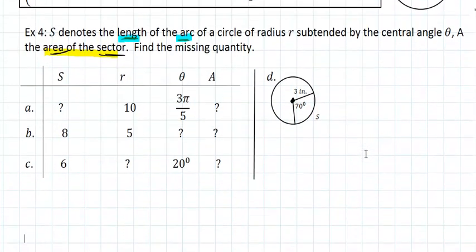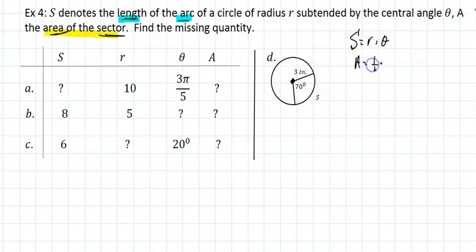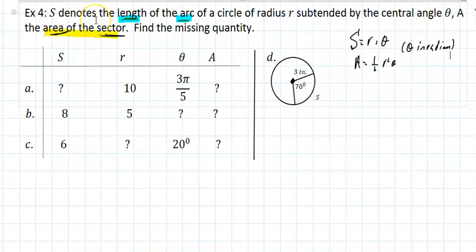And here we are. I have a few examples. So what do I know? I know that S equals r times theta and A equals 1/2 r squared theta. What's the catch? Theta must be in radians. Here I have example A, B, and C on 4. It says S denotes the length of the arc on a circle of radius r subtended by a central angle theta.